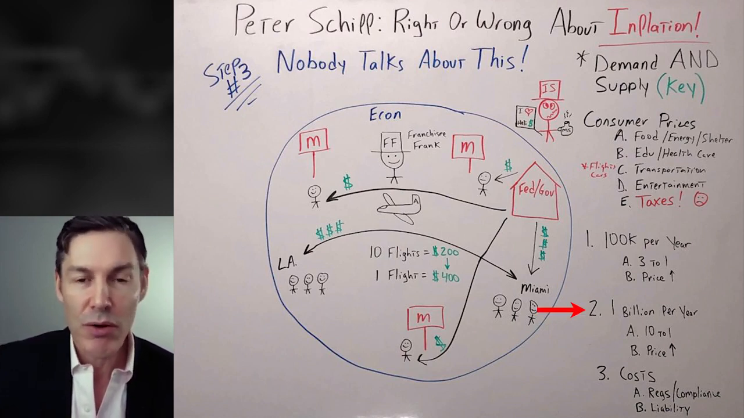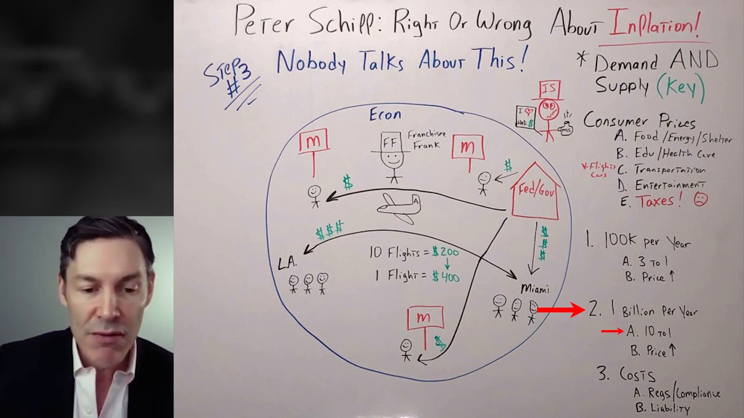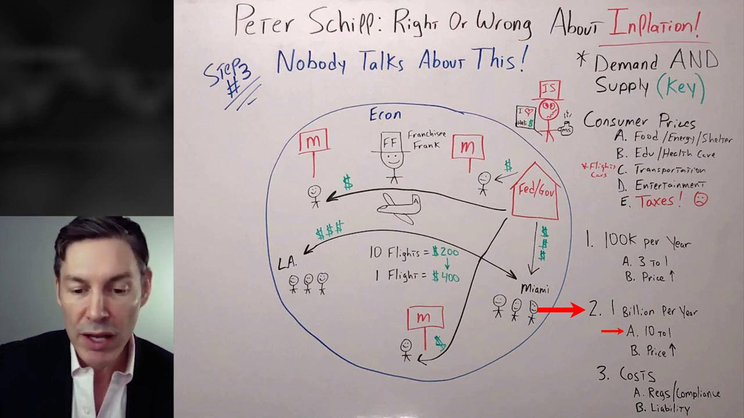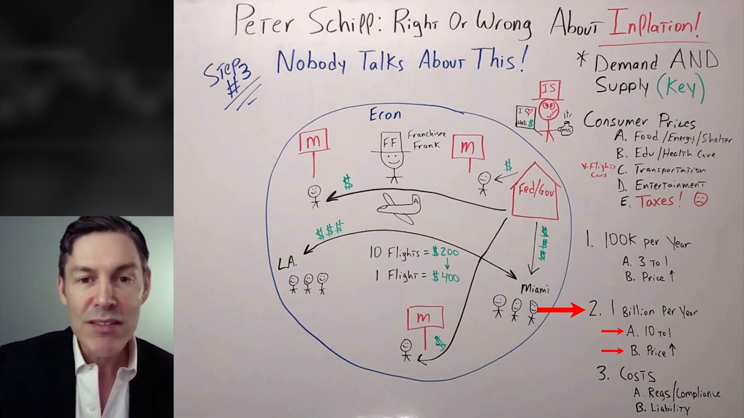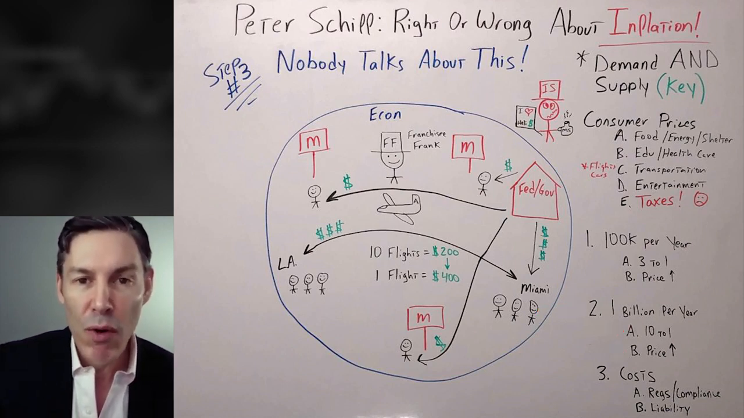Because they've got shareholders. They don't want to reduce their annual revenue. They don't want to reduce their annual profit. So they'll do anything they can to maintain the level of profit, if not increase. So the 10 flights go down to 1 flight, and the price of the 1 flight goes up. And we can see evidence of this playing out right now.